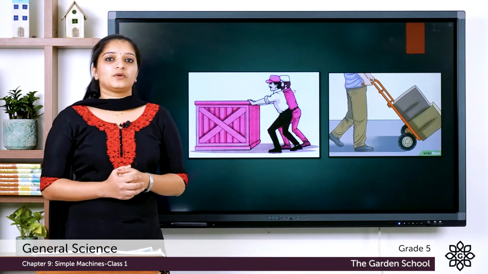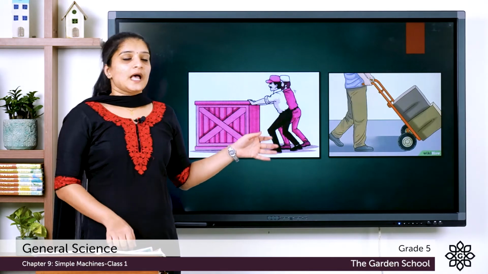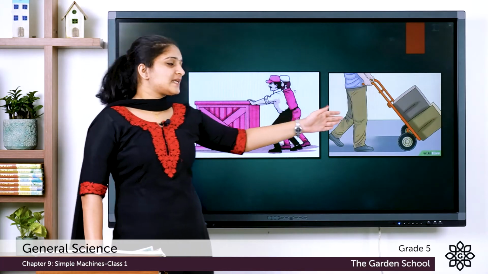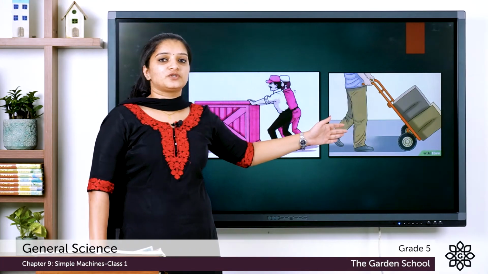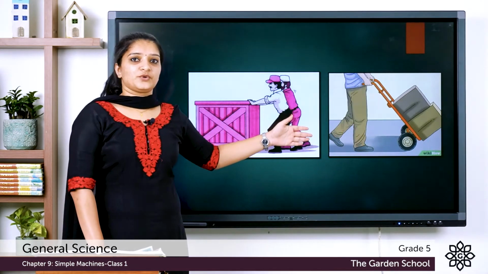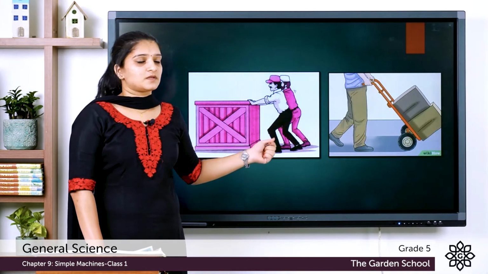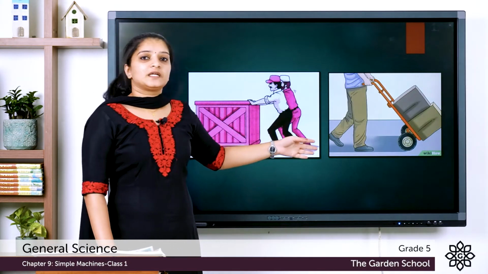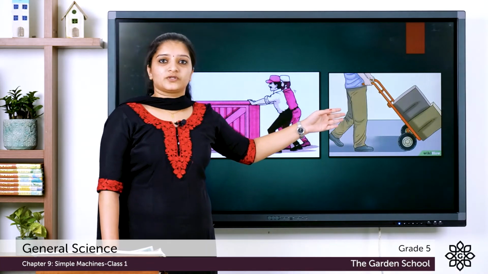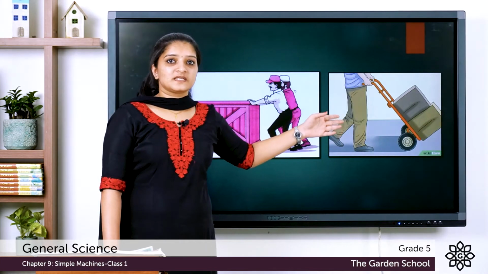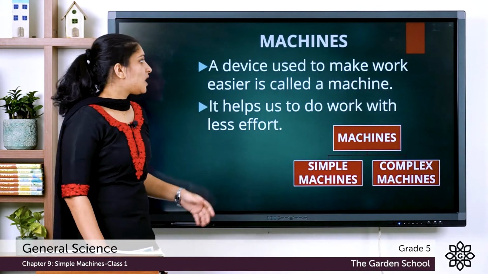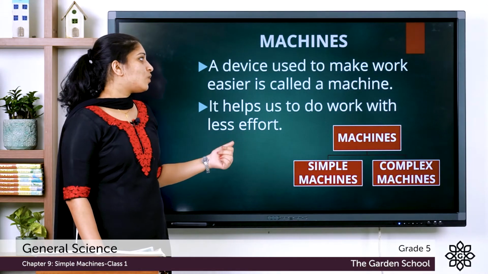Now, I would like to call your attention to two situations. In the first situation, you can see two men pushing a heavy box, and in the second situation, you can see a man pushing the heavy boxes using an instrument called a trolley. Which situation do you find easier to push the heavy box? Yes, you are right. In the second situation, the work is done easily because of the instrument called trolley. And the trolley here, since it makes the work easier, is considered a machine. So, what is a machine? A machine is a device that is used to make work easier.